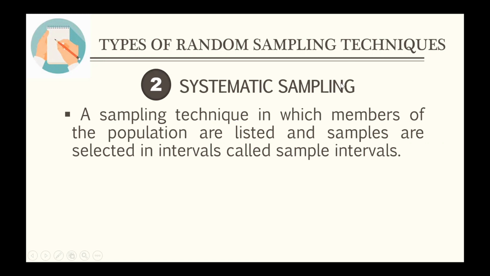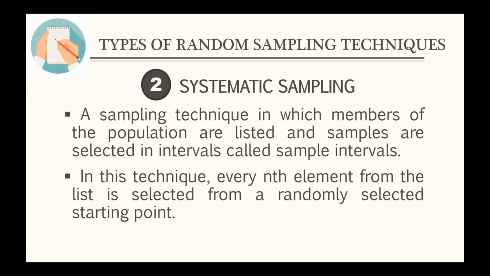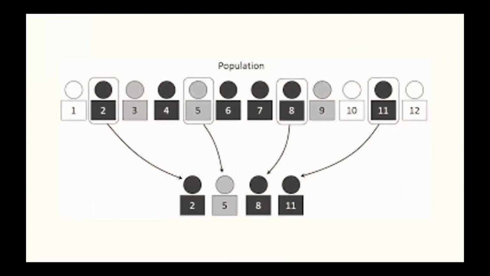The second type of random sampling technique is systematic sampling. It is a sampling technique in which members of the population are listed and samples are selected in intervals called sample intervals. In this technique, every nth element from the list is selected from a randomly selected starting point. For us to understand systematic sampling, let us have this illustration. From the population, there are 12 here. The starting point is 2, which is randomly selected. So from the second element, we will count 3 as the sample interval.